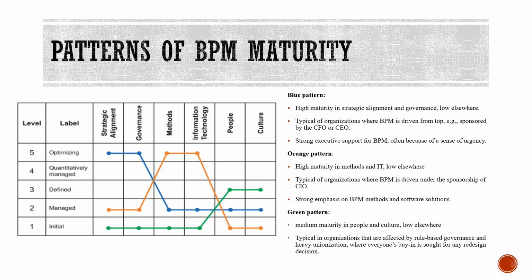Now let us look at the patterns of BPM maturity, wherein we have the blue pattern, which is high in strategic alignment and governance, and it is low elsewhere. The orange pattern, which says that it is high in methods and IT, and it is low elsewhere. And the green pattern, which says that it is low everywhere else except it is medium for people and culture.